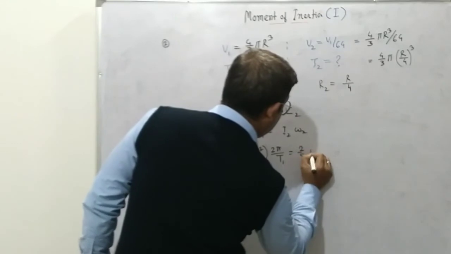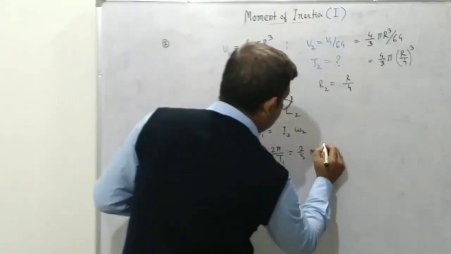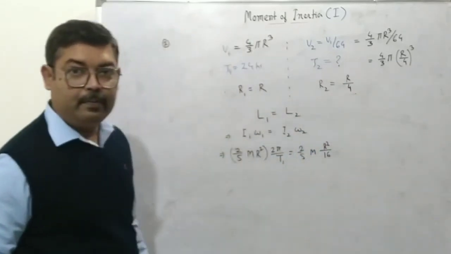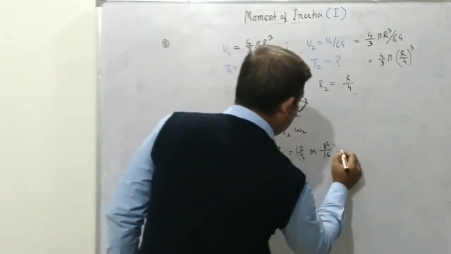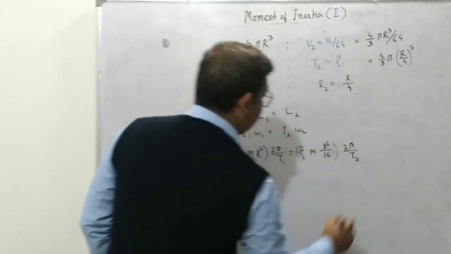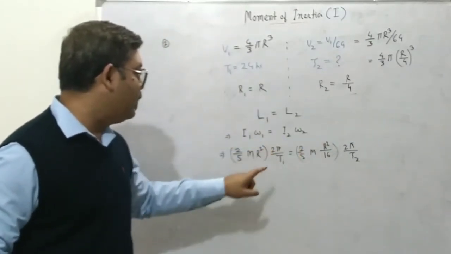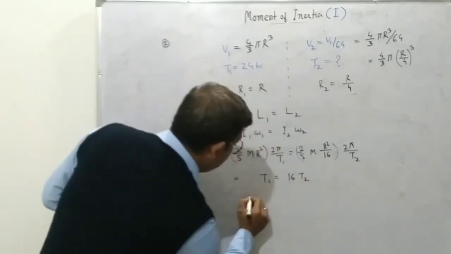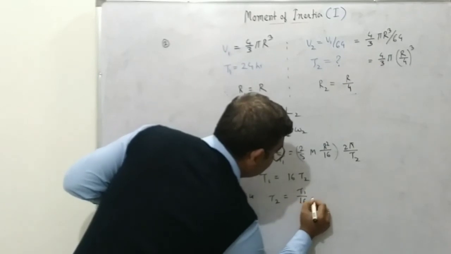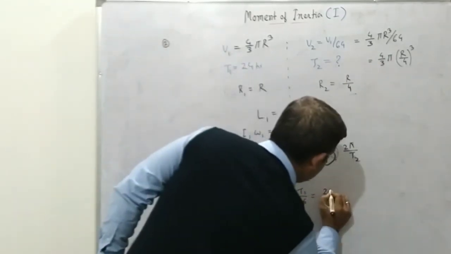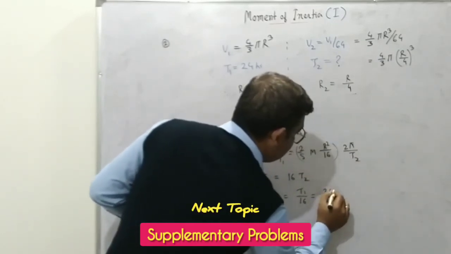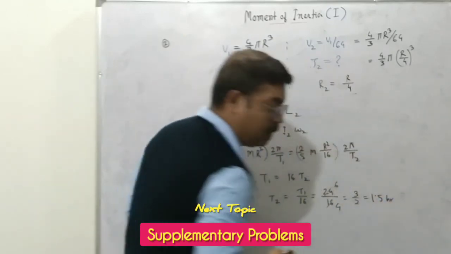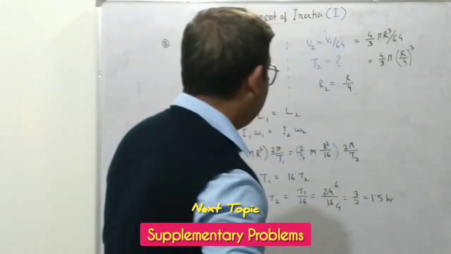This will be equal to 2 by 5 m (r by 4) squared. So (r by 4) squared is r squared by 16, since r2 equals r by 4. We have directly substituted the value, multiplied by 2 pi by T2. So m r squared cancels, 2 by 5 cancels, pi's cancel. So we have T1 equal to 16 T2. That is to say, T2 must be equal to T1 by 16, which is 24 by 16. So this is 4, this is 6, that is 3 by 2, or we can say 1.5 hours. So the new duration of the day will become 1.5 hours.